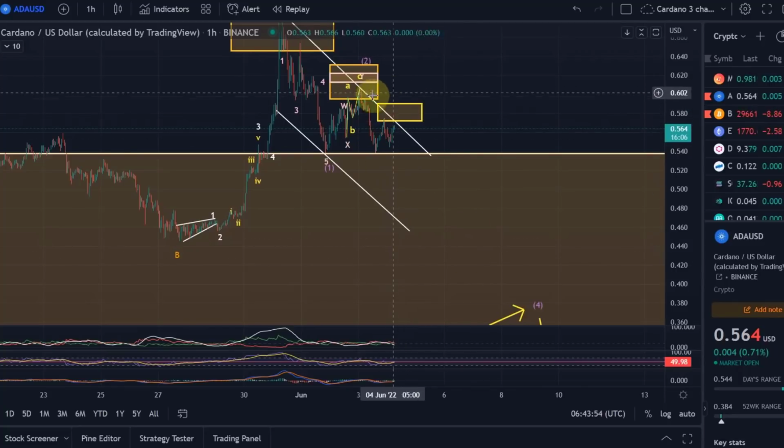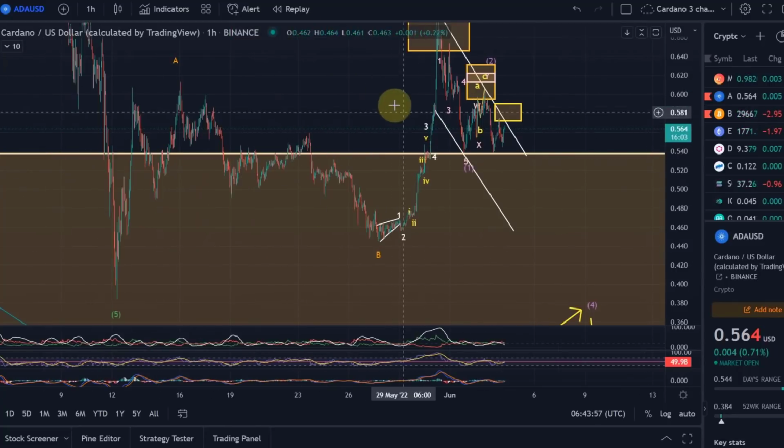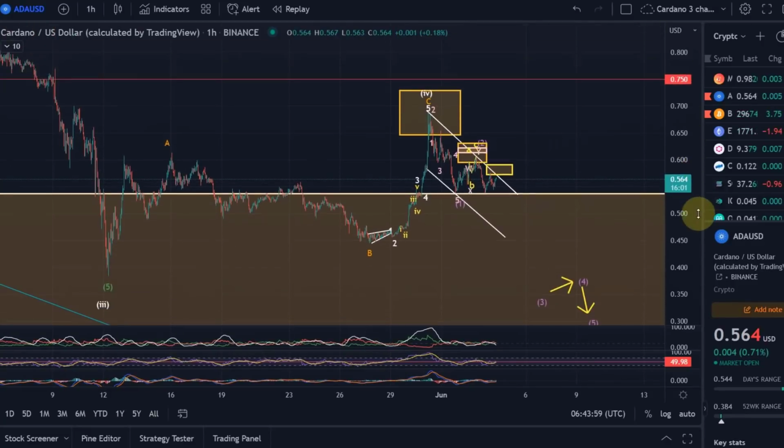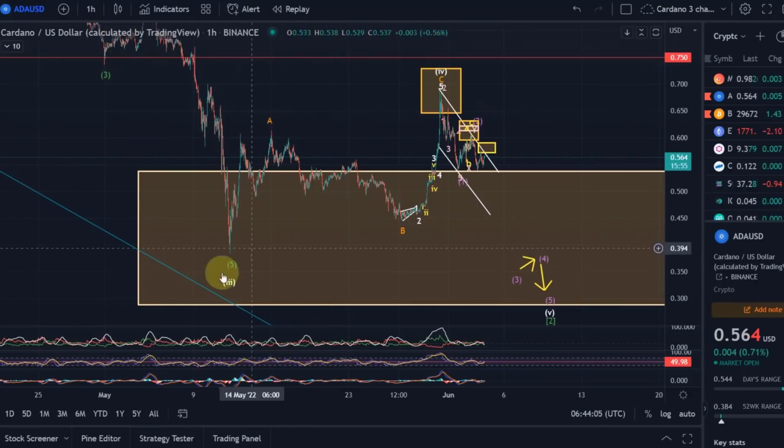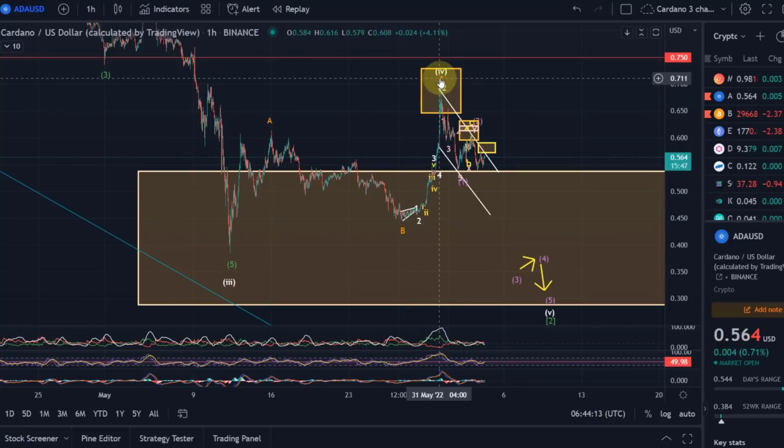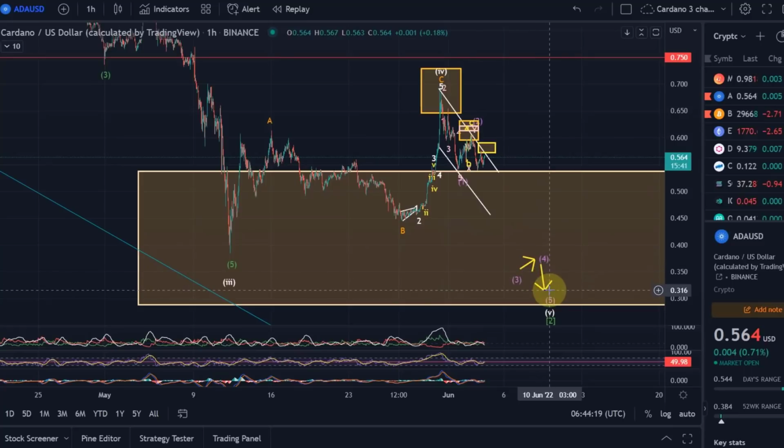But if we move much higher, this scenario would be invalidated and we would then unfortunately need to look again at something else. But for now, I think this works out because I see here that Cardano finished an ABC correction in a higher level wave 4. So an A to the upside, a B to the downside, a wave C to the upside. And since then, I've been looking at this impulsive move down, which is currently unfolding. And for now, it works.